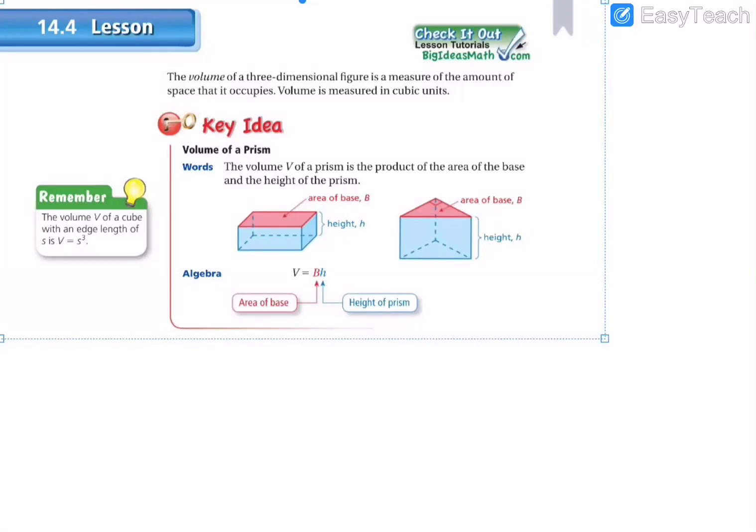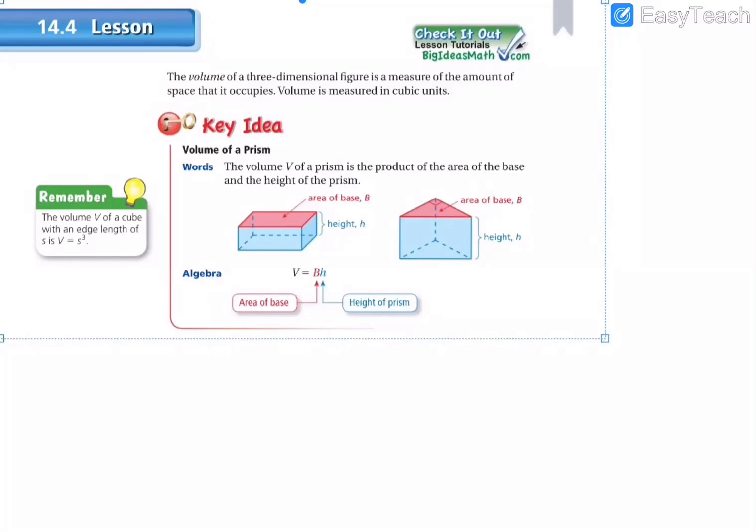Okay, here we are with 14.4. This is on volume of prisms. So we've been working on surface area, now we're moving to volume. Volume of a three-dimensional figure is a measure of the amount of space that it occupies. And remember, volume is measured in cubic units. So your units should be a unit cubed, or units with an exponent 3.